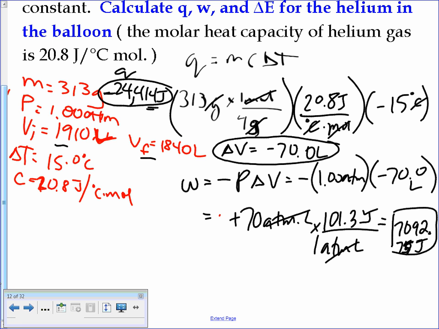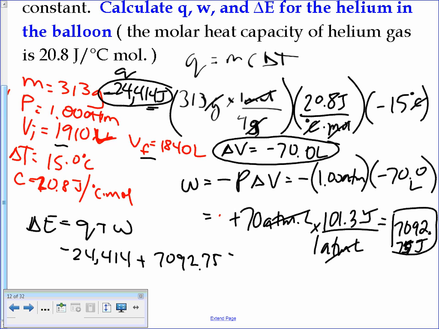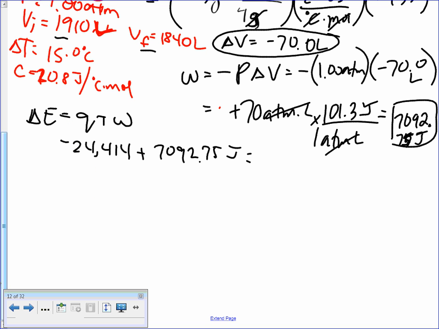But for Q and W, I definitely should go ahead and round because it's asking for it, but I don't want to round it yet because I'm going to add them. So in this case, delta E, Q plus W. Q is negative, so that's negative 24,414 plus a positive 7,092.75 joules, and so all I do is add that, or subtract that, so what should my sign be in the end? Positive or negative? Negative by a lot, actually. 17,300 joules, which is negative 17.3 kilojoules.